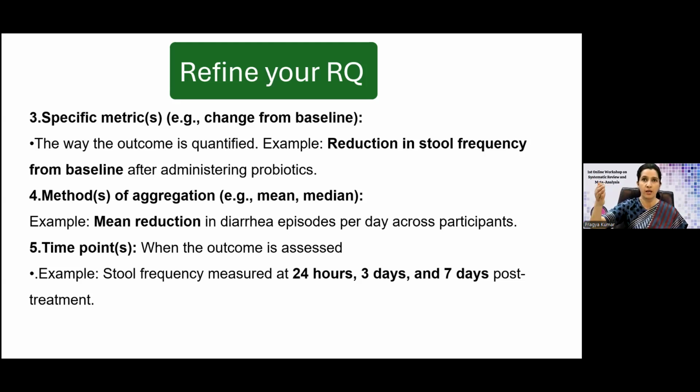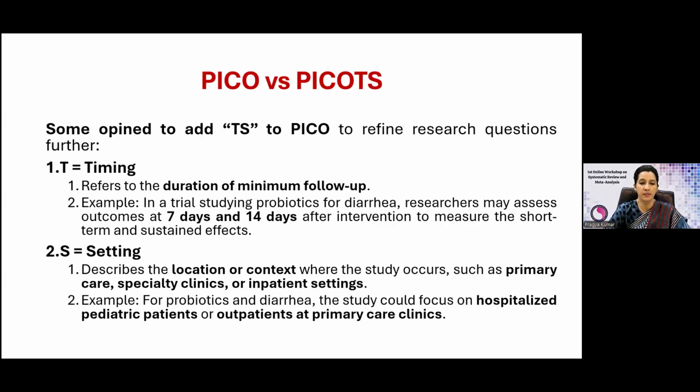Like 24 hours, 3 hours, 7 days post-treatment or what? So these I need to have in my research question as a refinement. Because if you have refined these things, this will set the precedence for the inclusion and exclusion criteria of the studies to be included in the systematic review.